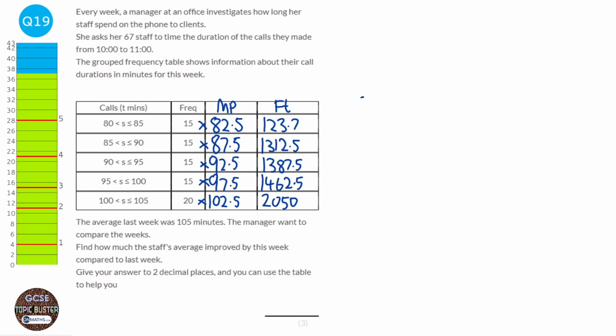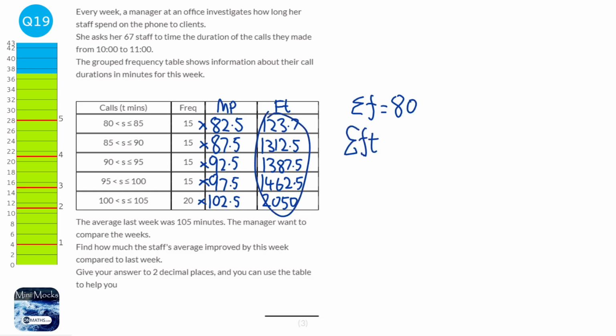Right, next we need to add up the frequencies and add up the FTs. So we're going to have the sum of the frequencies. So I'm just adding all this column up, and that will be 80. And we have the sum of the FT. And so we're going to just add this column up here. And so that would be 7,450. So what this column represents is all the numbers added up together.